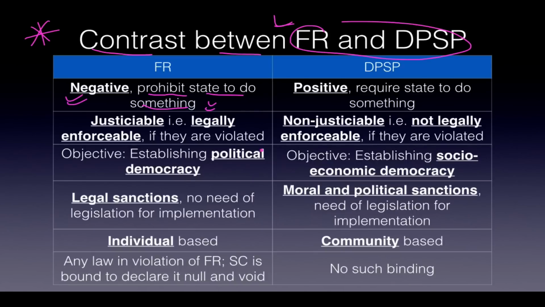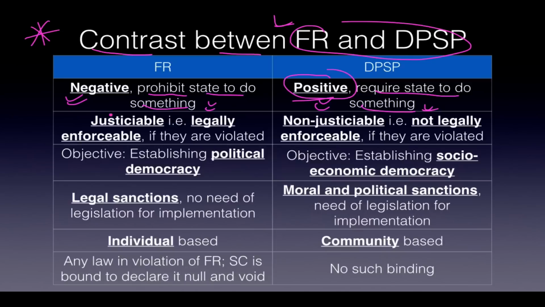So it's all in the negative sense. The state shall not do this. The state shall not arrest arbitrarily. There should not be double jeopardy. Can you get the sense? While the directive principles are positive: the state shall provide free education. The state shall strive to provide jobs. The state shall strive to provide this, that, an enabling environment, etc. So they are positive in nature, and they require the state to do something.